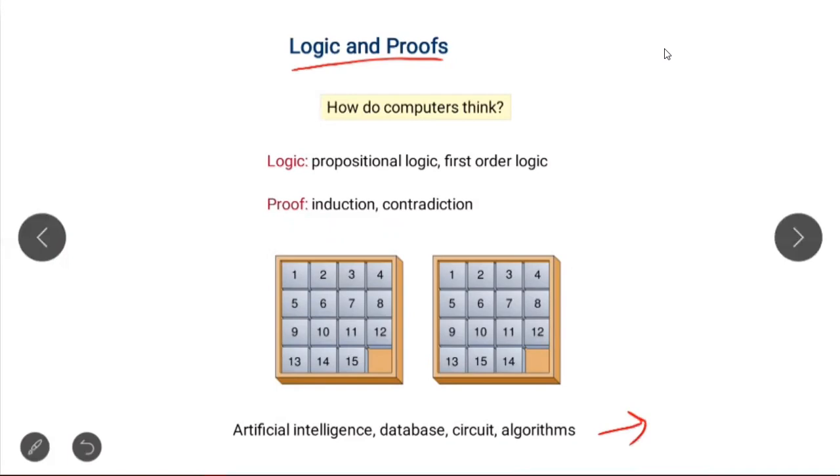Now, what do you mean by logic? Propositional logic and first order logic. And why do we need the proofs? So we will study mathematical induction. So this was the topic that you have already studied. We have to give proofs. So mathematical induction will even cover a bit of that. So logic and proofs is for that.